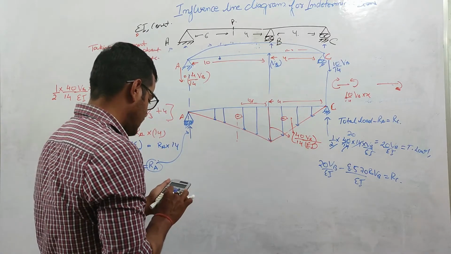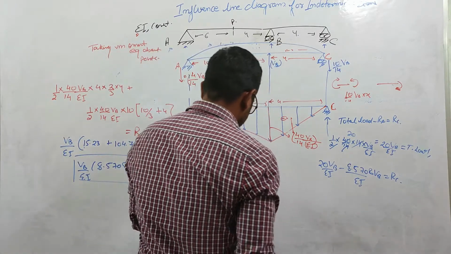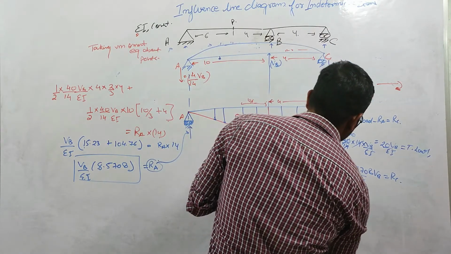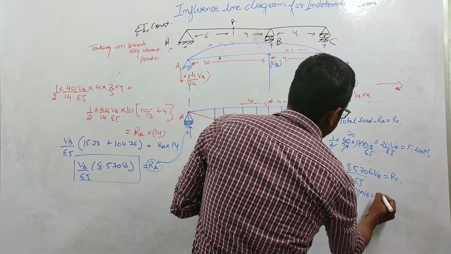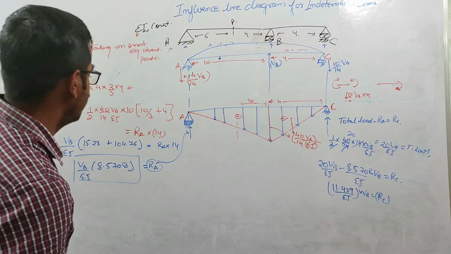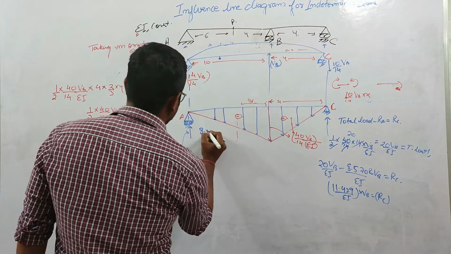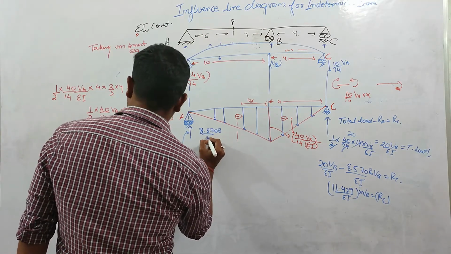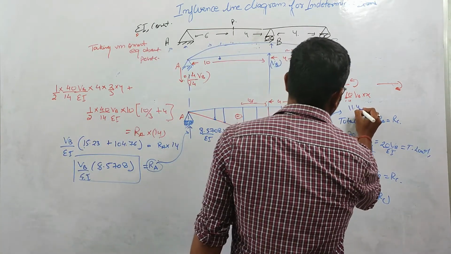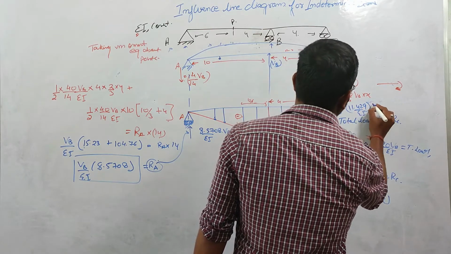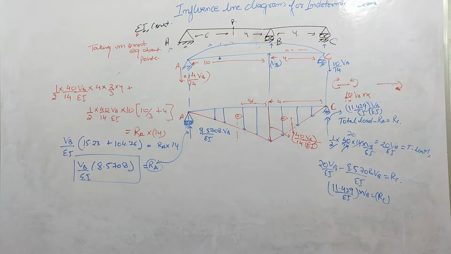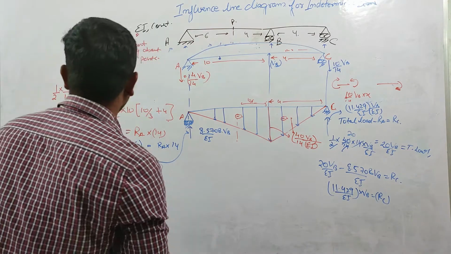If I subtract this, the value comes out to be 11.429 over EI into VB, which equals RC. So we are getting this value at this point. The reactions are 8.5708 over EI into VB at this point, and at this point the reaction is 11.429 into VB over EI. So this should be clear. We calculated this using the concept of moment equilibrium.